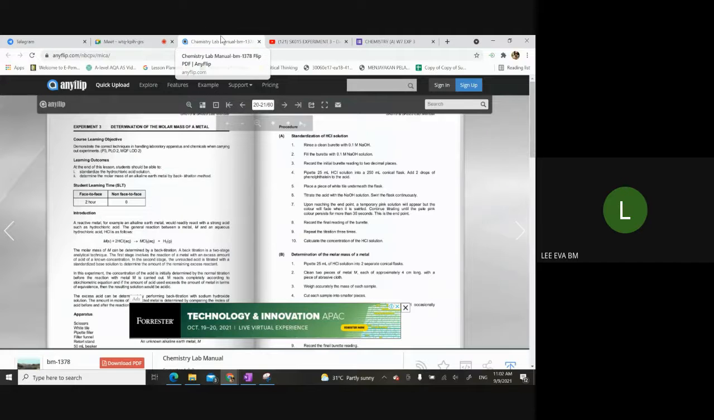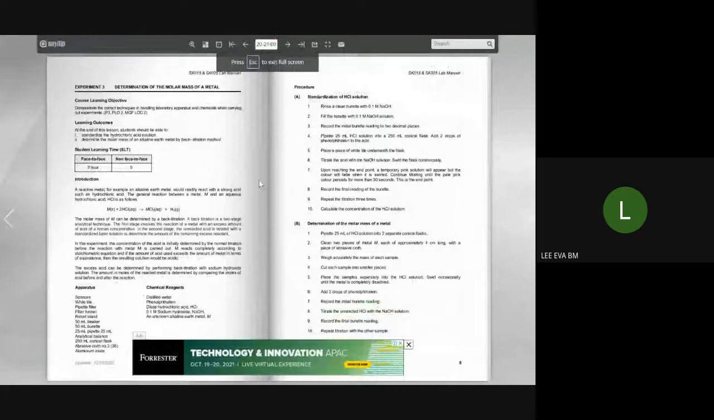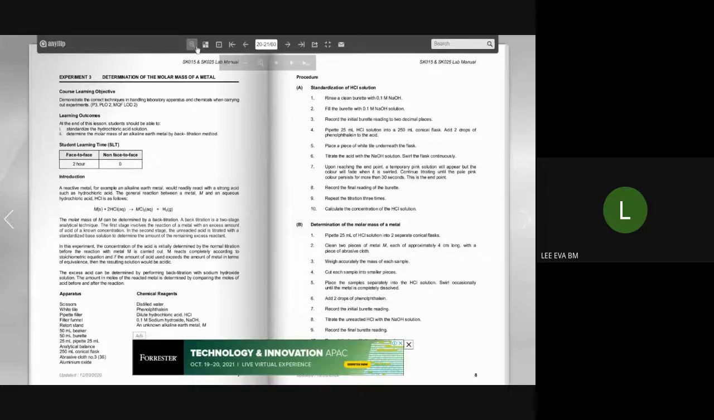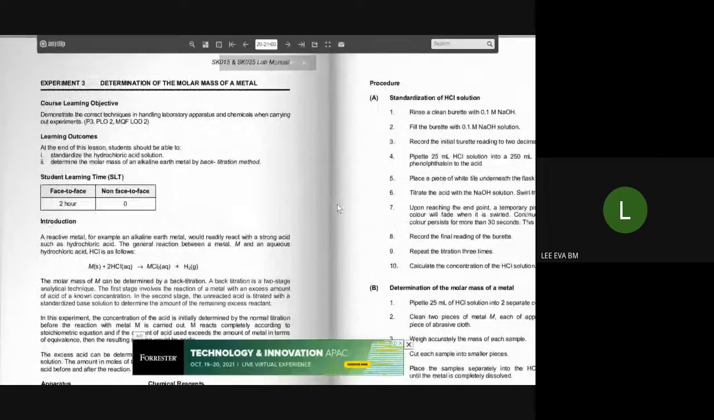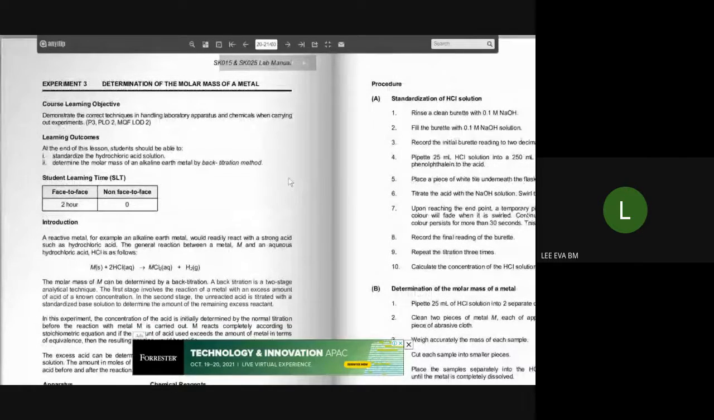But anyway, let's just start with the lab manual. I hope you still remember where to access your lab manual. It is in the unit mining. So over here, you can see your lab report, your lab manual. Remember to fill in your title. Experiment 3, determination of the molar mass of a metal.